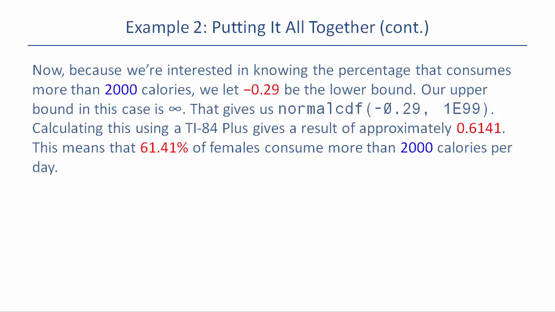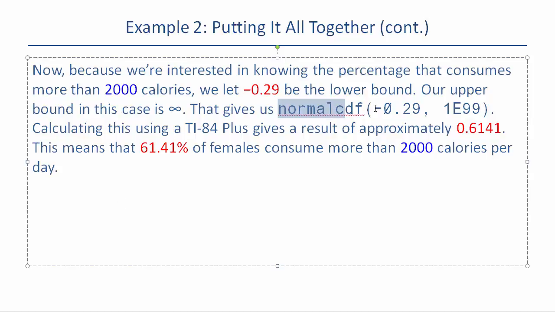So it's always good to draw a picture and know basically what you should be getting. Now, if we use the TI calculator, we can do the normal CDF function and go from negative 0.29 up to 1E99, that's just the biggest number you could do. You could just put in a bunch of nines, and that's kind of like the same thing as infinity, and it'll give you the area to the right of that. And you can see that the area is a little bit bigger than 50%, 61.41.